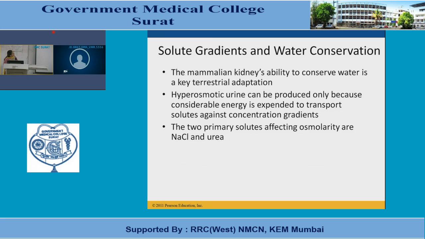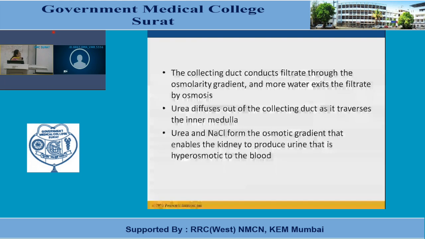Now the collecting duct conducts the filtrate through the osmolality gradient, and more water will then exit the filtrate by osmosis. If this medullary interstitium has more concentration of the solute, more water will be pulled, and ultimately this will increase the osmolality in the tubule, which is required for a concentrated urine. Urea diffuses out of the collecting duct under the influence of ADH, and it also traverses the inner medulla. Urea and NaCl form the osmotic gradient and enable the kidney to produce urine that is hyperosmotic to blood. This is very, very important.